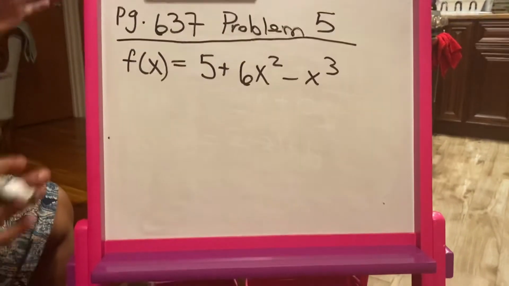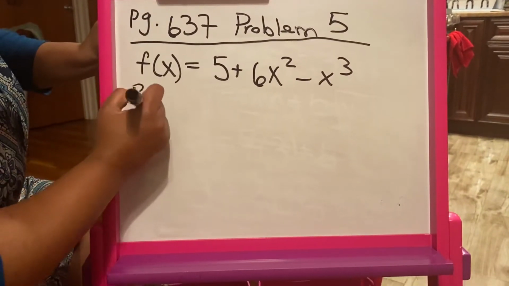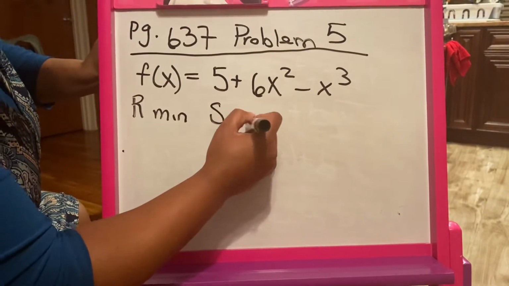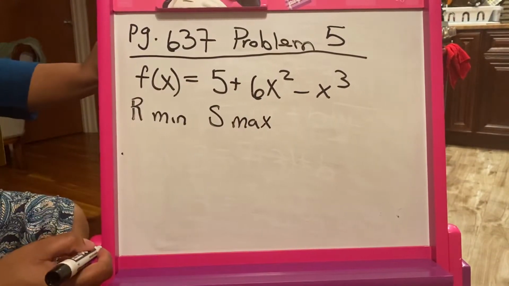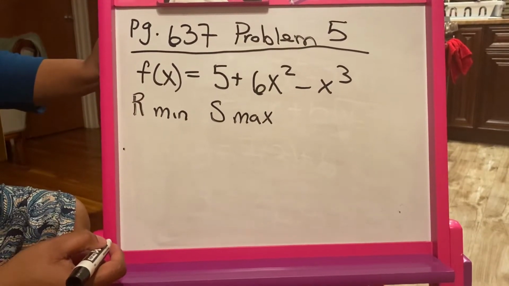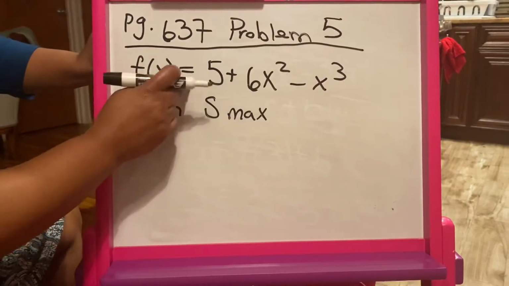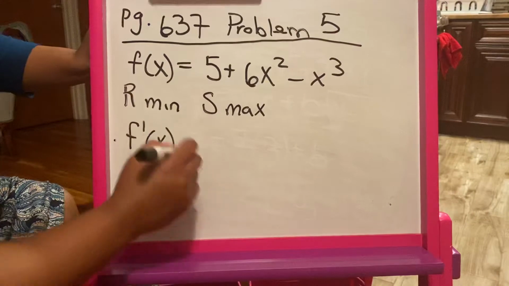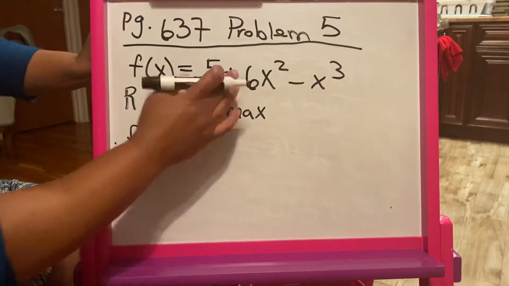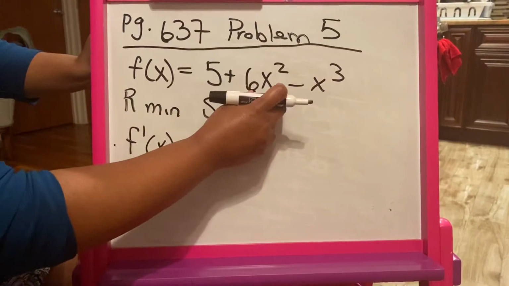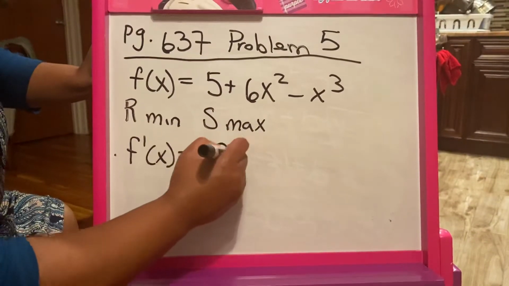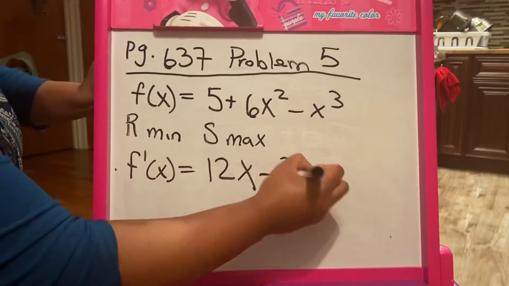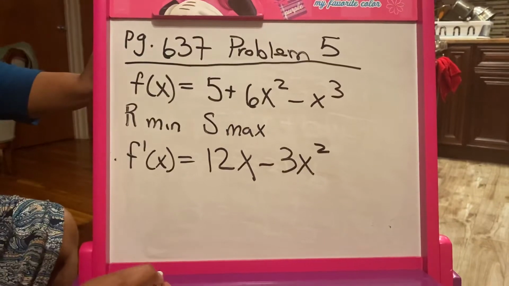So since they told us that R is a minimum point and S is a maximum point, that means that we have to find the critical values. In order to do that, we have to differentiate the curve. So I'm going to find f prime of x. The first term 5 disappears. The second term 6x squared becomes 12x. And the third term becomes negative 3x squared using the power rule.